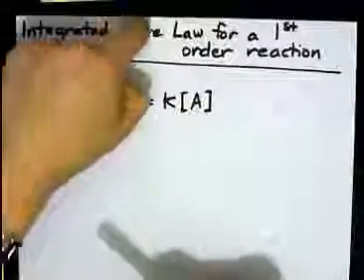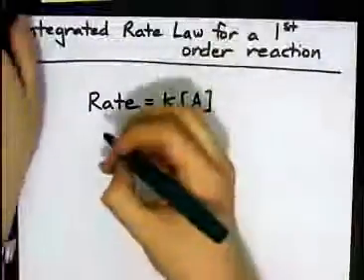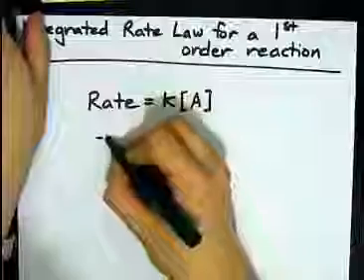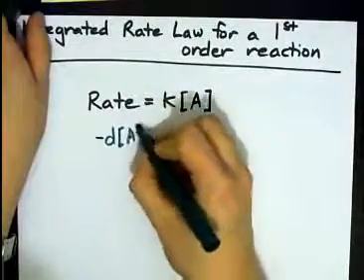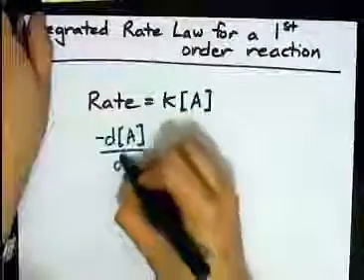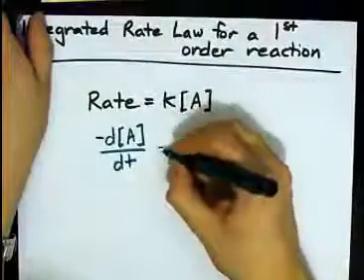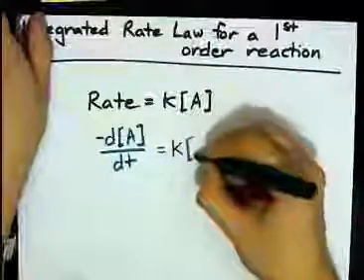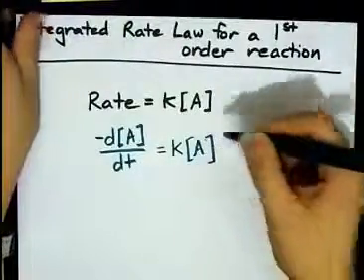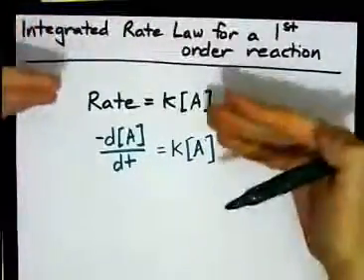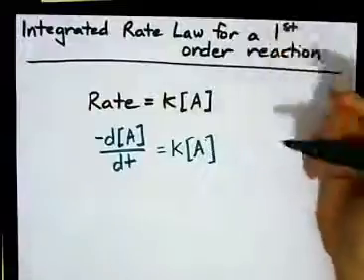To get the integrated rate law, we are going to need to rewrite rate as the rate of disappearance of A over time. This here is the definition of rate. And again, it's proportional to the rate constant times the concentration of A. Separate your variables is the next step.